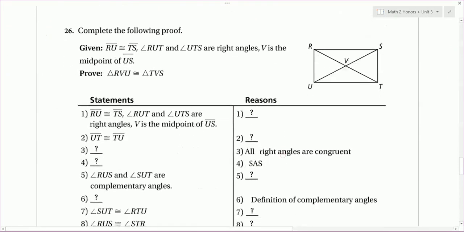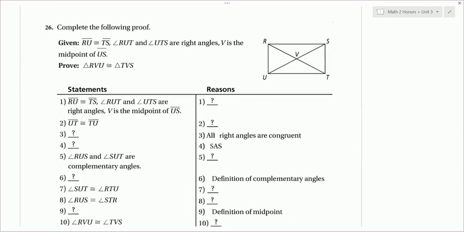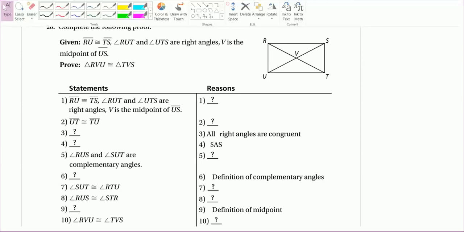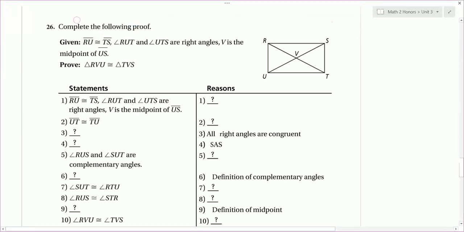Alright, number 26. Here we were supposed to complete the following proof, so they've kind of led us through some steps here. We're given that RU, well, first statement, we know is the given, right? But let's look at our graph, study it a little bit, see what's given to us. So we know that RU is congruent to TS. So RU here is congruent to TS.